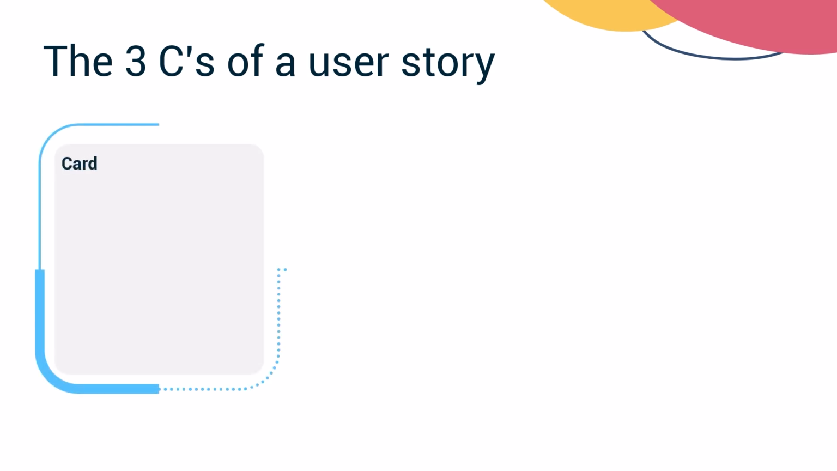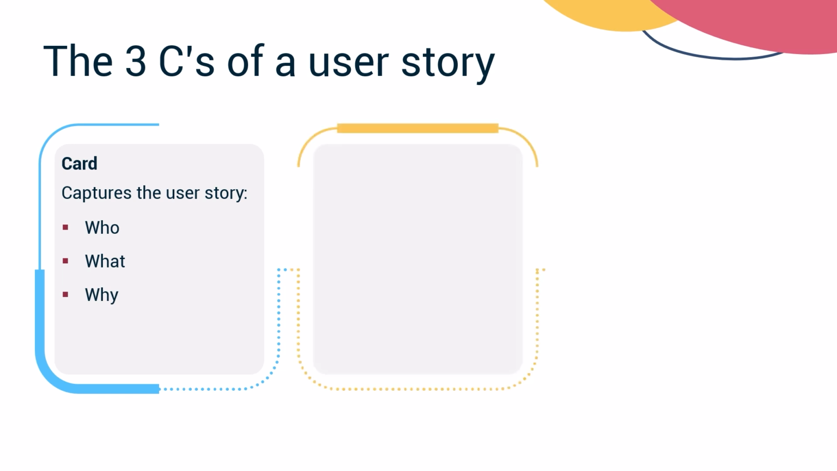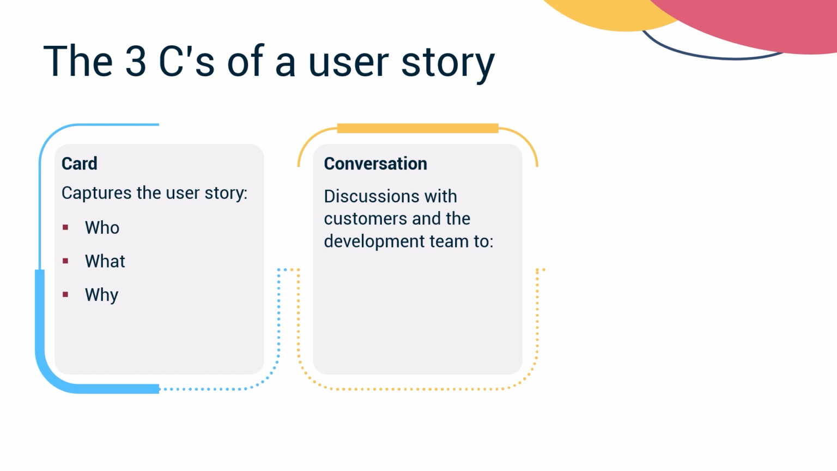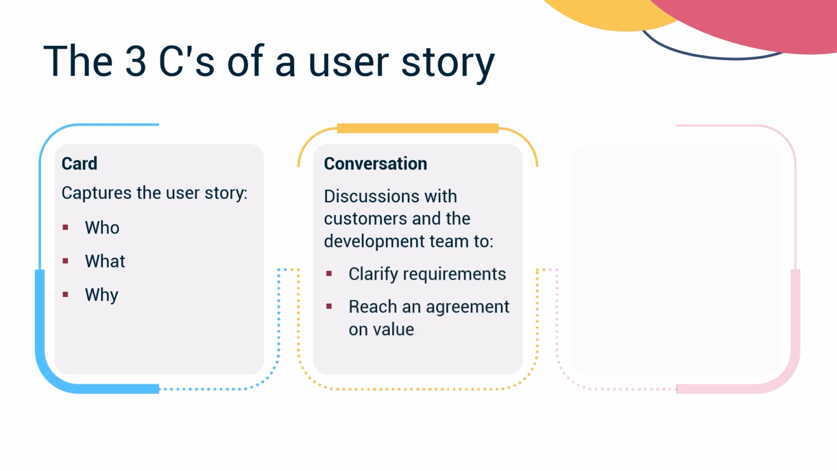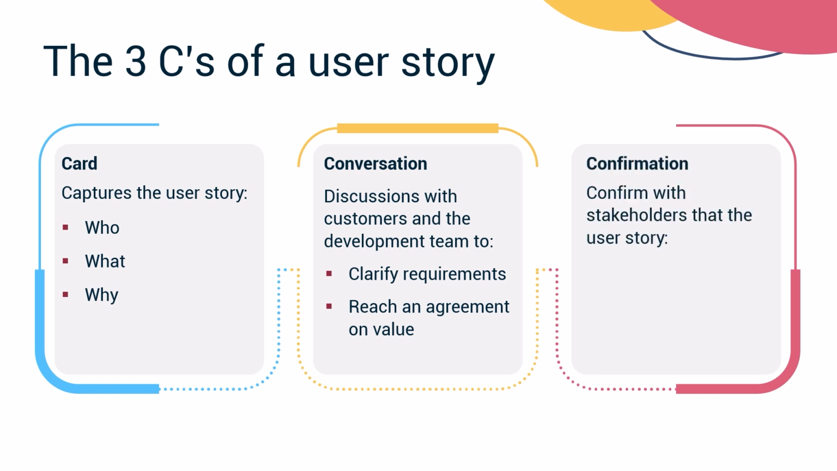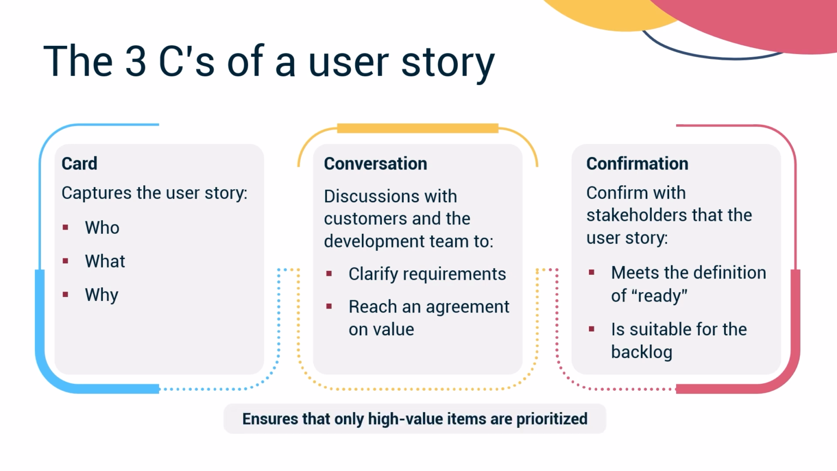The first C is the card. The card captures the user story itself, capturing the who, what, and why to provide context. The second C is conversation. They discuss with customers and the development team to clarify requirements and reach an agreement on the story's value. The final C is confirmation. The product owner ensures that stakeholders agree that the user story meets the definition of ready and is suitable for the backlog. This approach helps align stakeholders and team members, ensuring that only high-value items are prioritized.